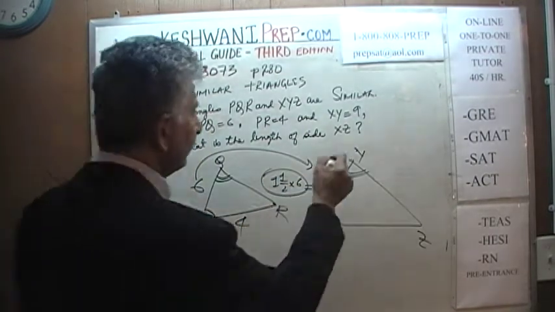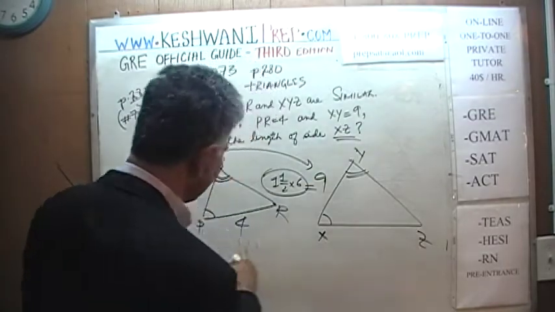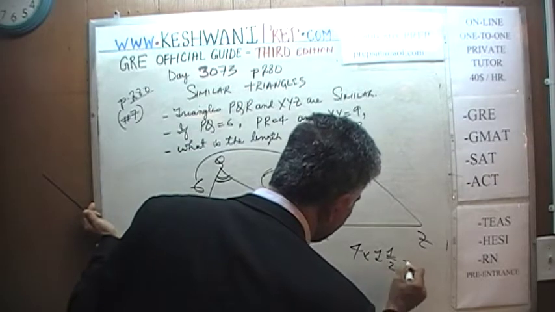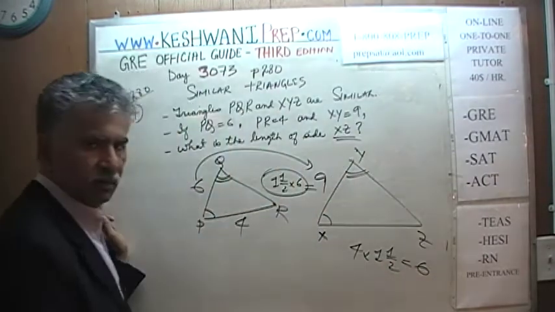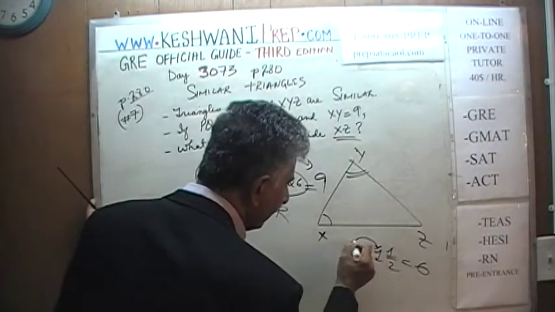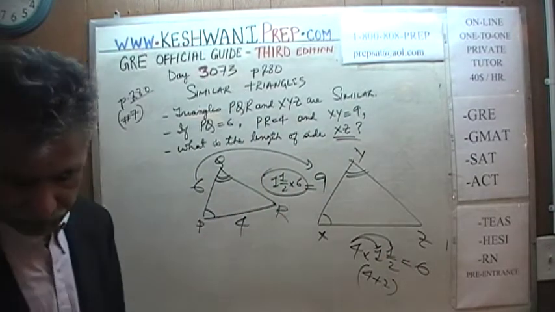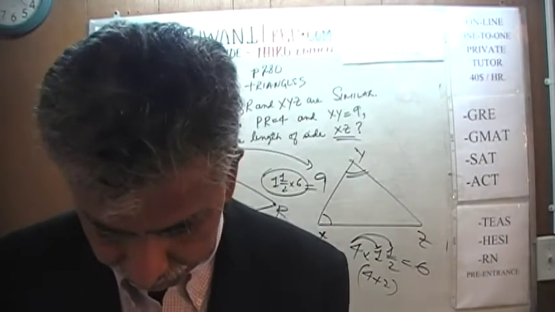And what they're asking here is, what's the side XZ? XZ is right here. This is 4. So it is simply 4 times 1.5, that's what it is, 4 times 1.5 is 6. Because 4 times 1 is 4 and half of 4 is 2, it's 6. That's what all the fuss is about. Let's do one more.